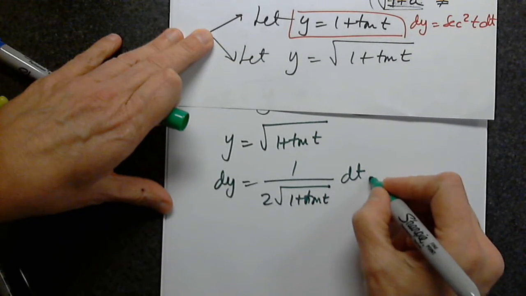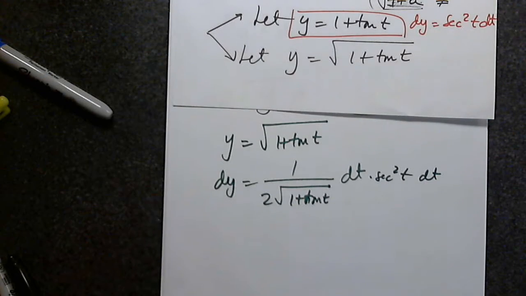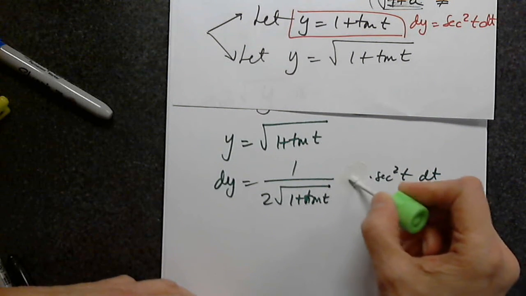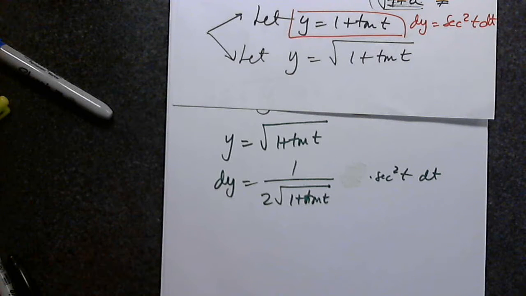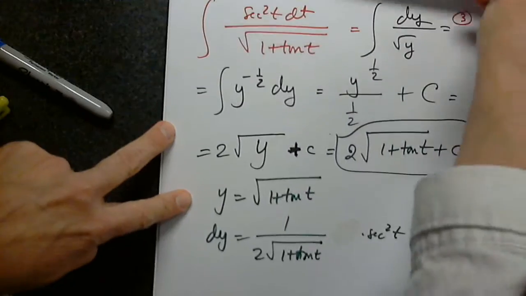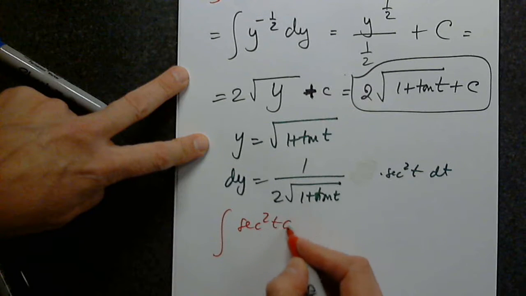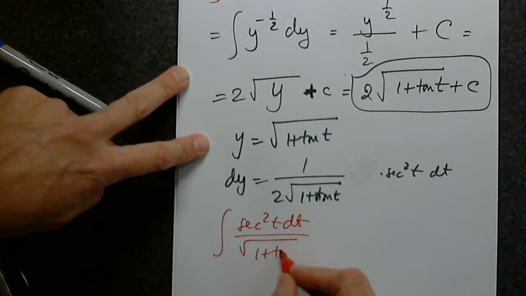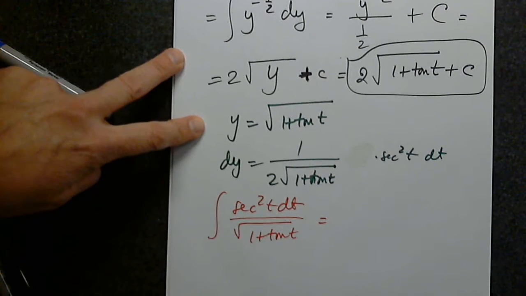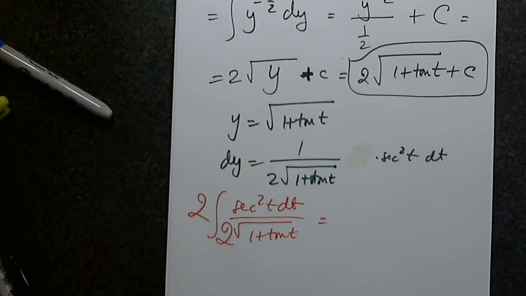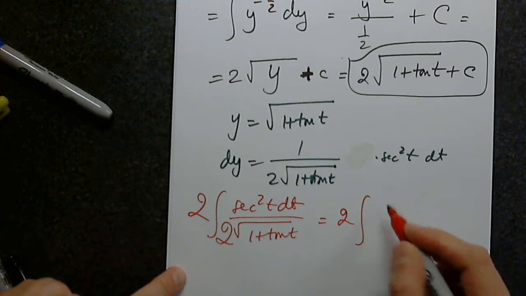I'm sorry, multiply by secant squared t dt. I jumped. Right? So 1 over 2 the square root times the inner function prime. I talk too much. That's me. Sorry about that. Okay. So now here's our integral. So the integral of secant squared dt over the square root of 1 plus tangent t. I'm missing the 2, no problem. I'm dividing and multiplying by 2. Okay. So this is 2 times the integral of dy.